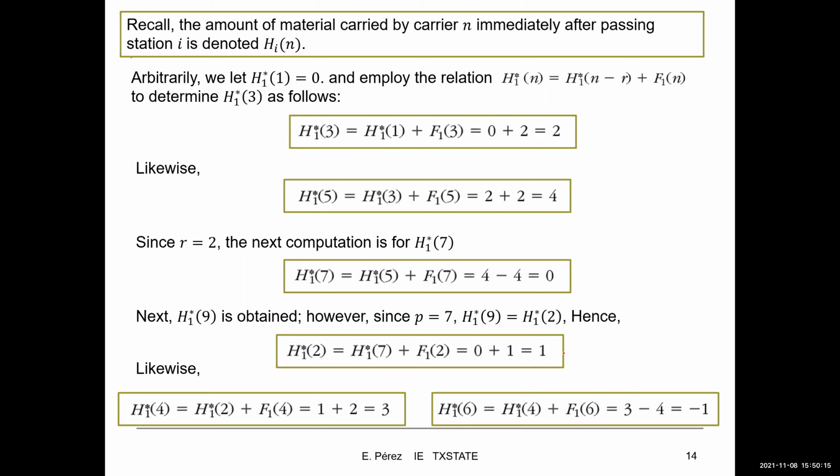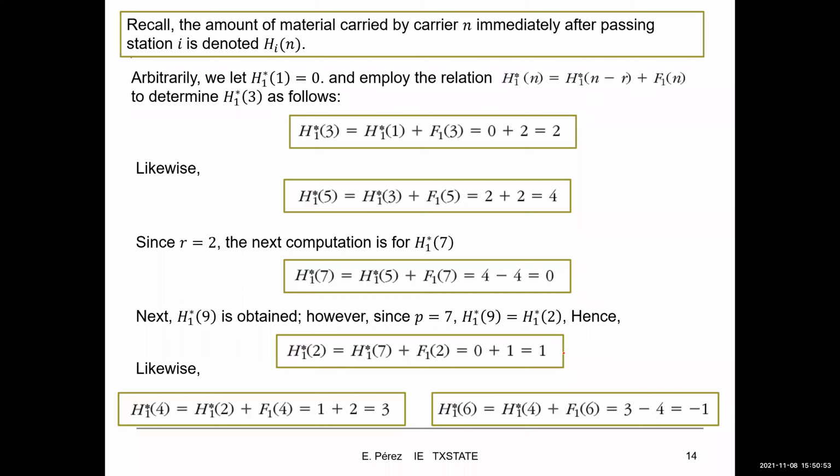And then after that, the next one will be h1 star of 9. But since our period goes up to 7, the sequence is restarted. So h1 star of 9 basically is telling you that you got up to 7, and now you have to restart it. So you will go 7, 1, 2. The next value that you're going to find is for h1 star of 2, and that's what I found here. Next is going to be h1 star of 4, h1 star of 6, and that will complete the values for all 7 periods.